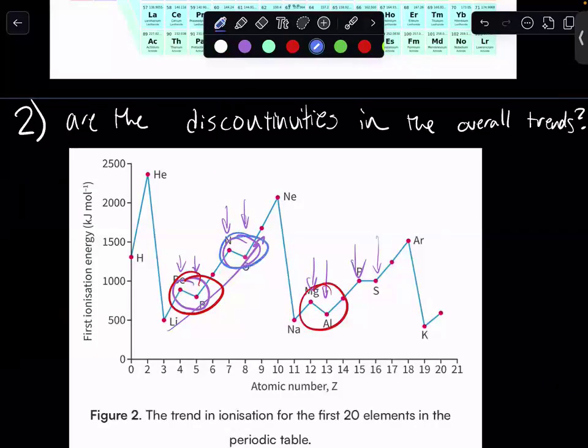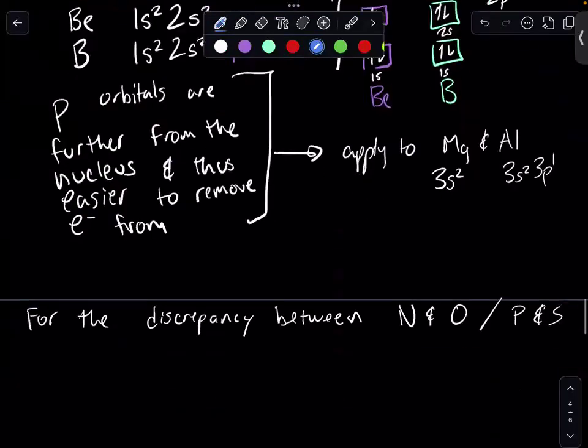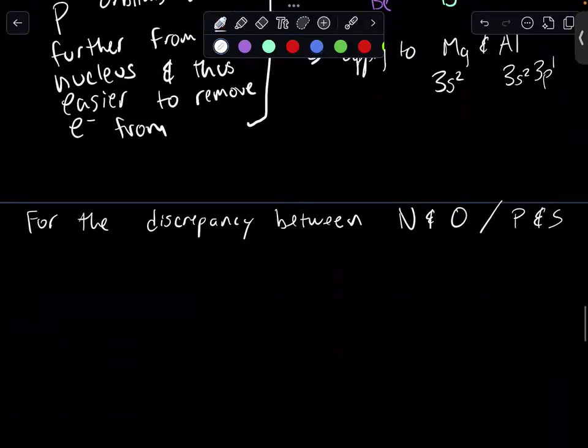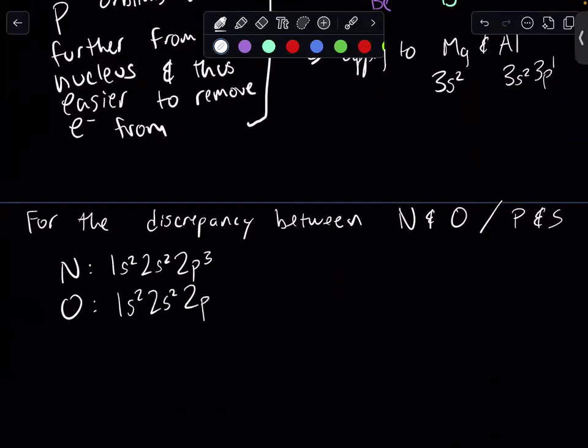Now we're looking at these discrepancies right here. So for those discrepancies, how do we remedy this? Well, guess what? We're going to look at the energy level diagrams again. Nitrogen has 1s2, 2s2, 2p3. Oxygen has 1s2, 2s2, 2p4. So it does have one more proton, but also has one more electron.